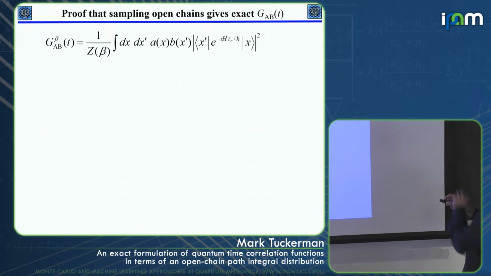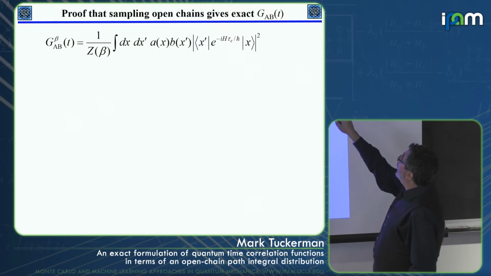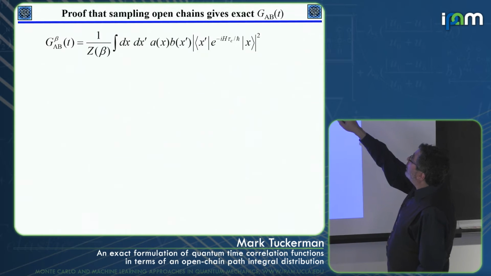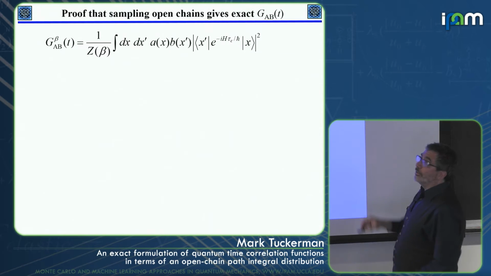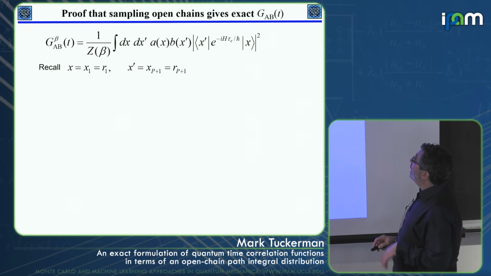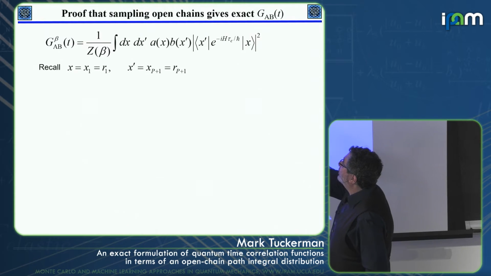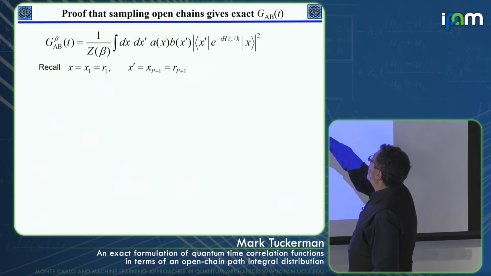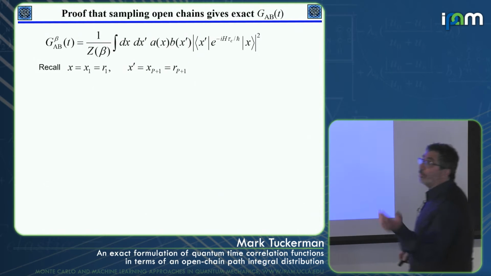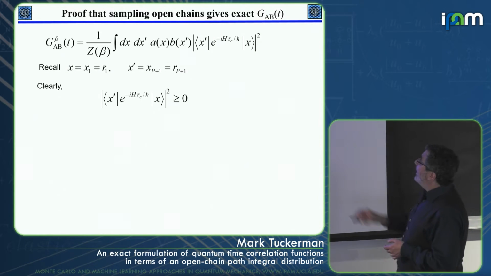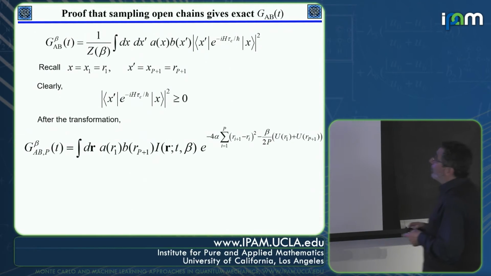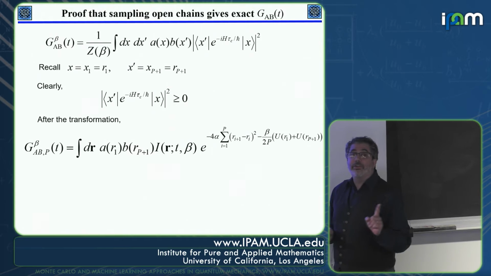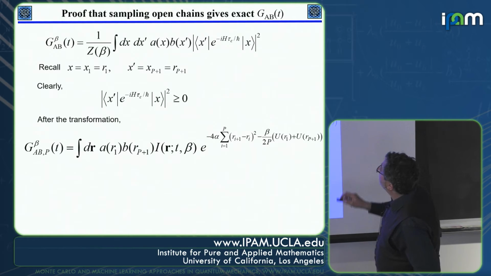Now, remember, the original expression that we had was an integral over the two endpoints, x and x prime, with this positive definite object as a function of just the endpoints. In our new notation, x is x1 or r1, and x prime is xp plus 1 or rp plus 1. This is positive definite. And once I've done the formal integration over s, this is what I'm left with.